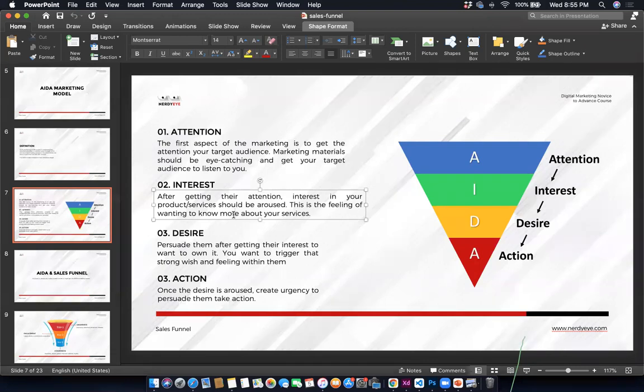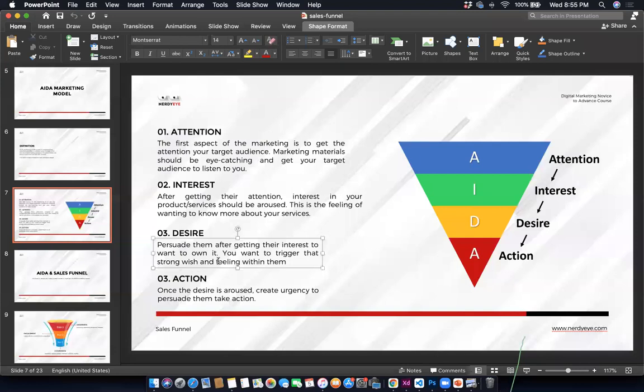Now you want to move that interest to become desire. What exactly is desire? Desire is now making them want to own that particular offer. The first one is attention. You want to have their attention, their eye. Now you have their eye. You want them to want to know more about that particular offer, which is interest. Now they know more about that particular offer. Now you want to make them want to own it for themselves, right? Wow, this dress is going to be amazing for me. Wow. So desire is to persuade them after getting that interest to want to own it.